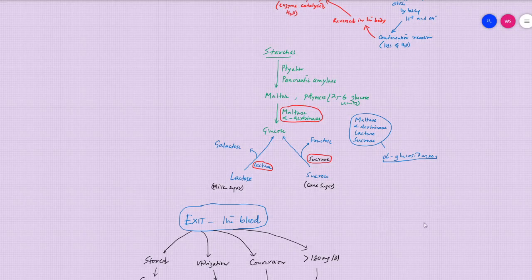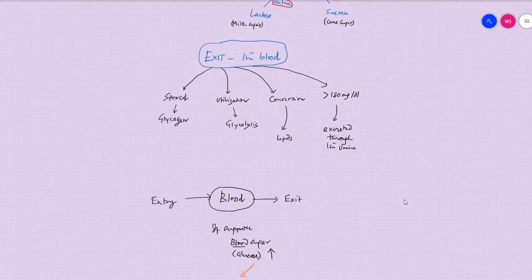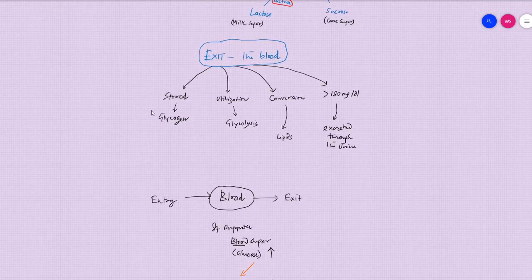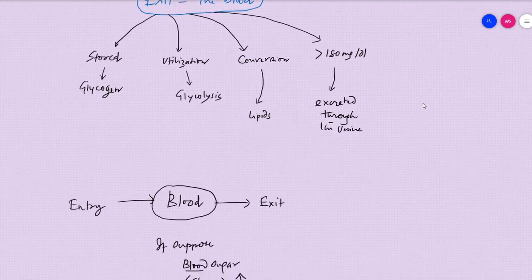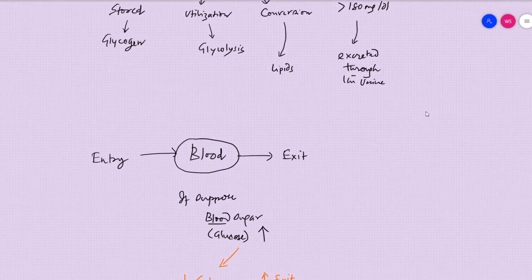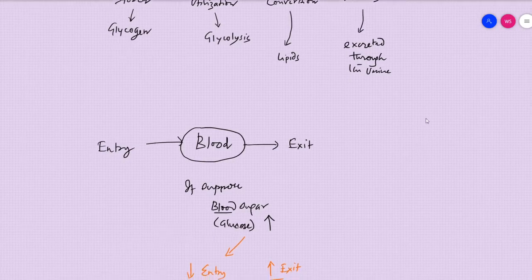What about the exit? If we give something that increases the storage of glycogen, then the blood sugar level will come down. How can we promote storage of glycogen? By giving insulin. Similarly, we have different targets. So that is the importance of knowing the physiology of how the body handles blood sugar.